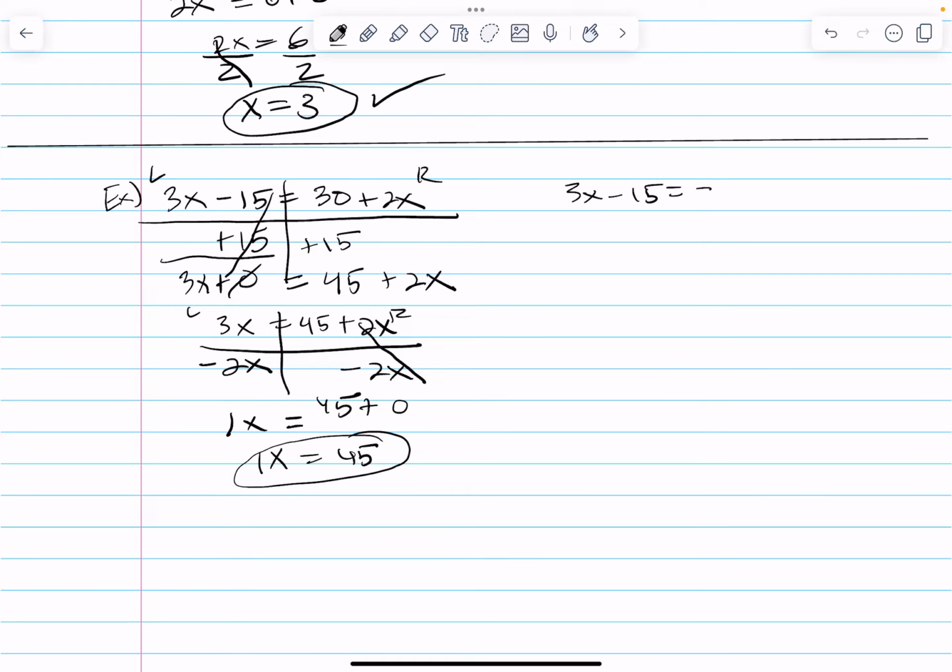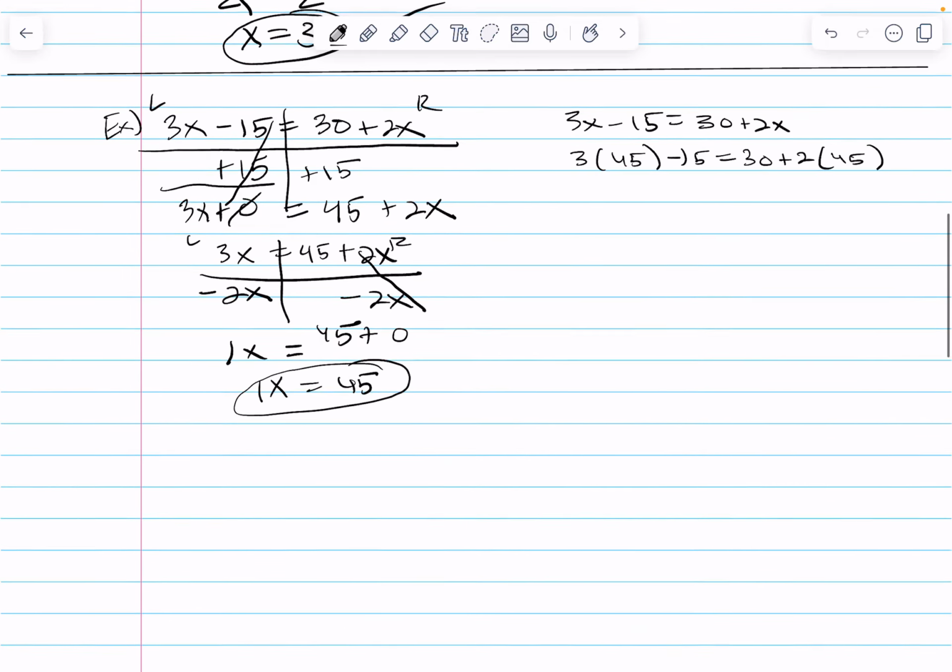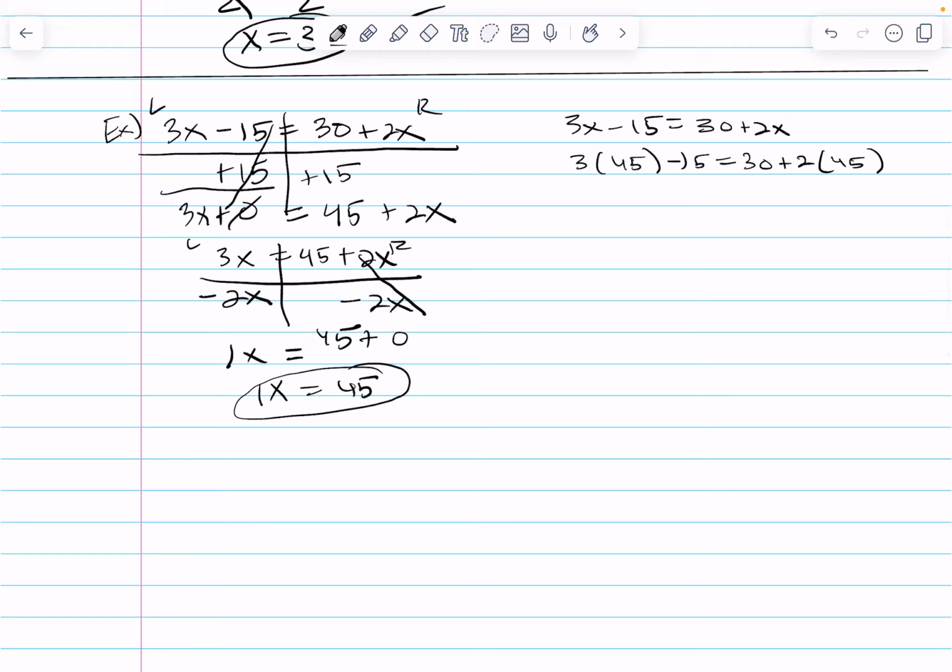I always recommend in an exam or assignments to get in the habit of checking answers, because I just think it's important. I wouldn't do this in the beginning of a problem. Like after you solve it, I would do it at the end when you have time to go back and check. 45 times 3 is just 135 minus 15. 45 times 2 is just 90. This equals 120, and this equals 120, so we know it's right. And we know 45 is the correct answer to this equation.